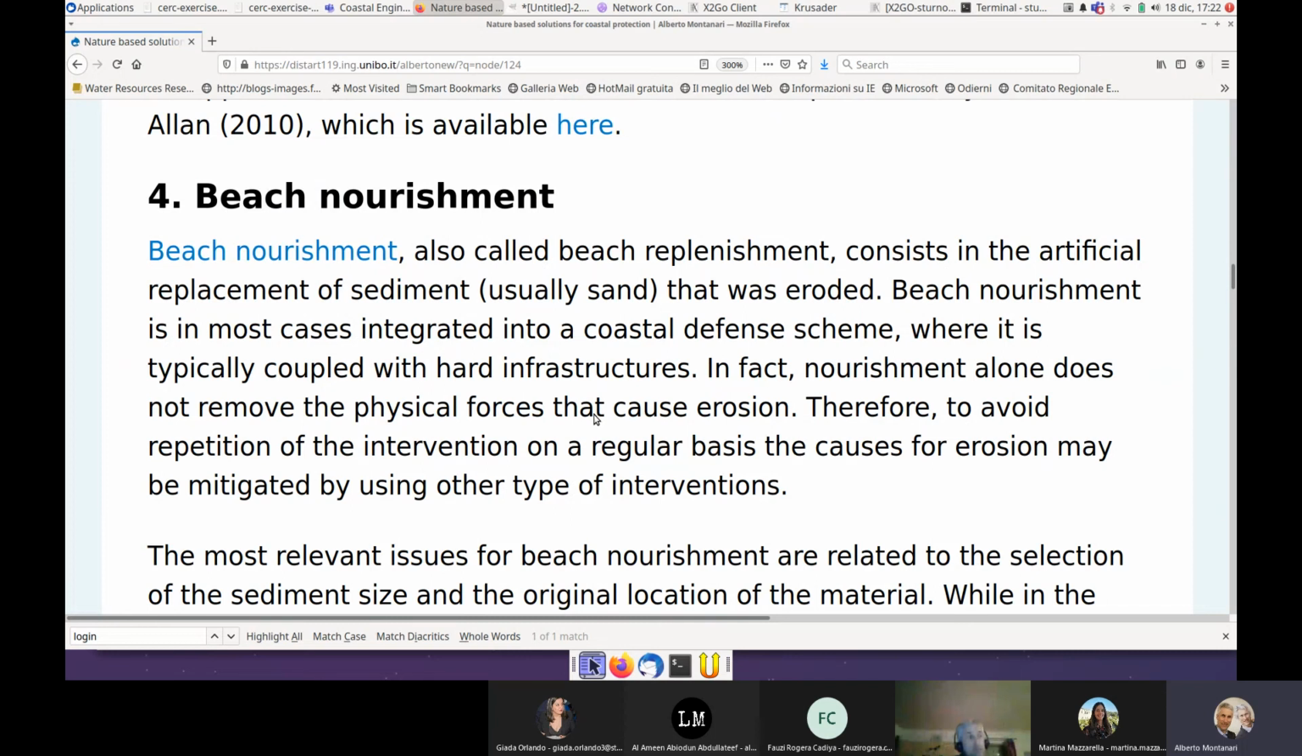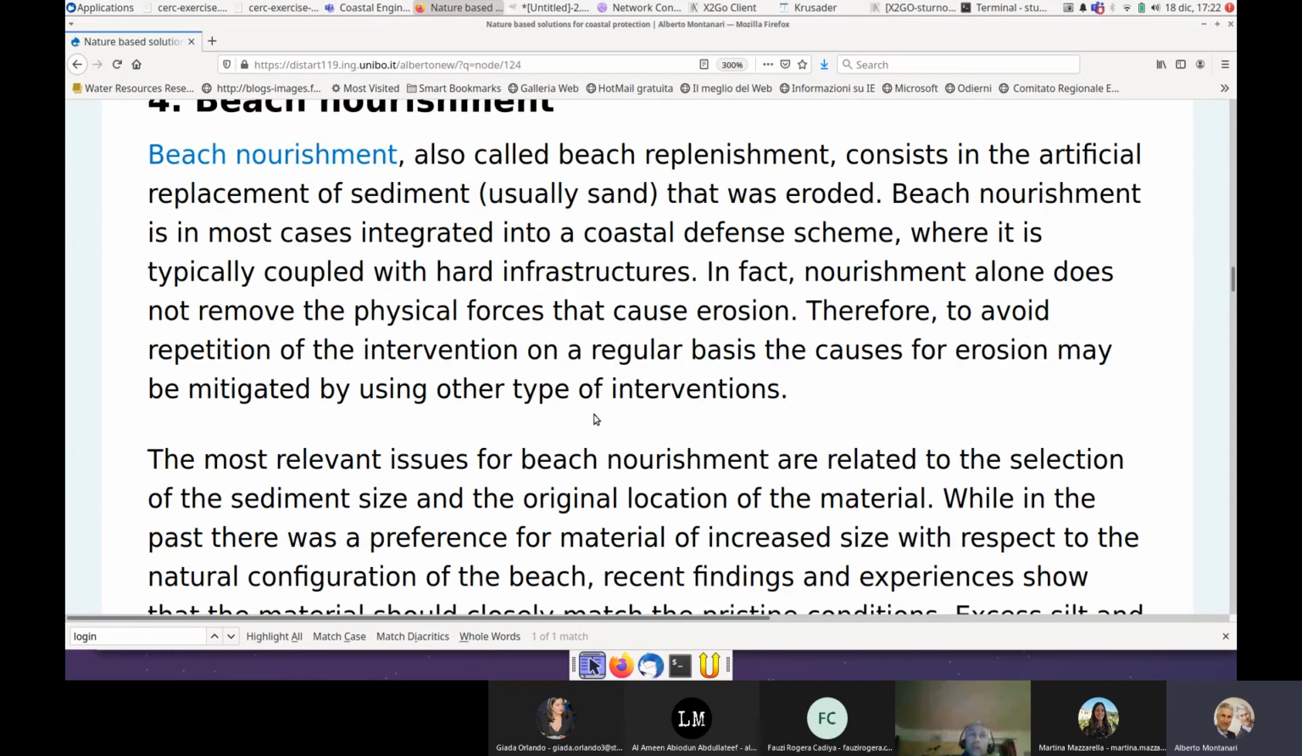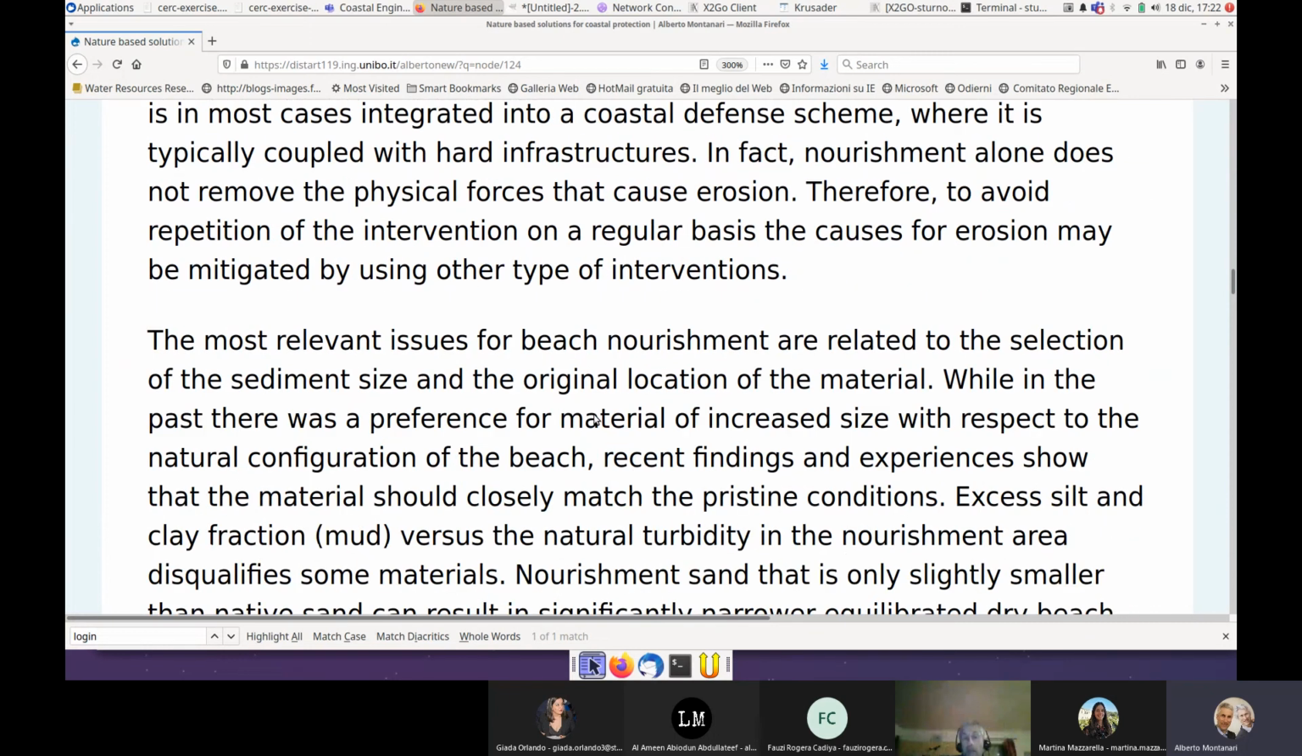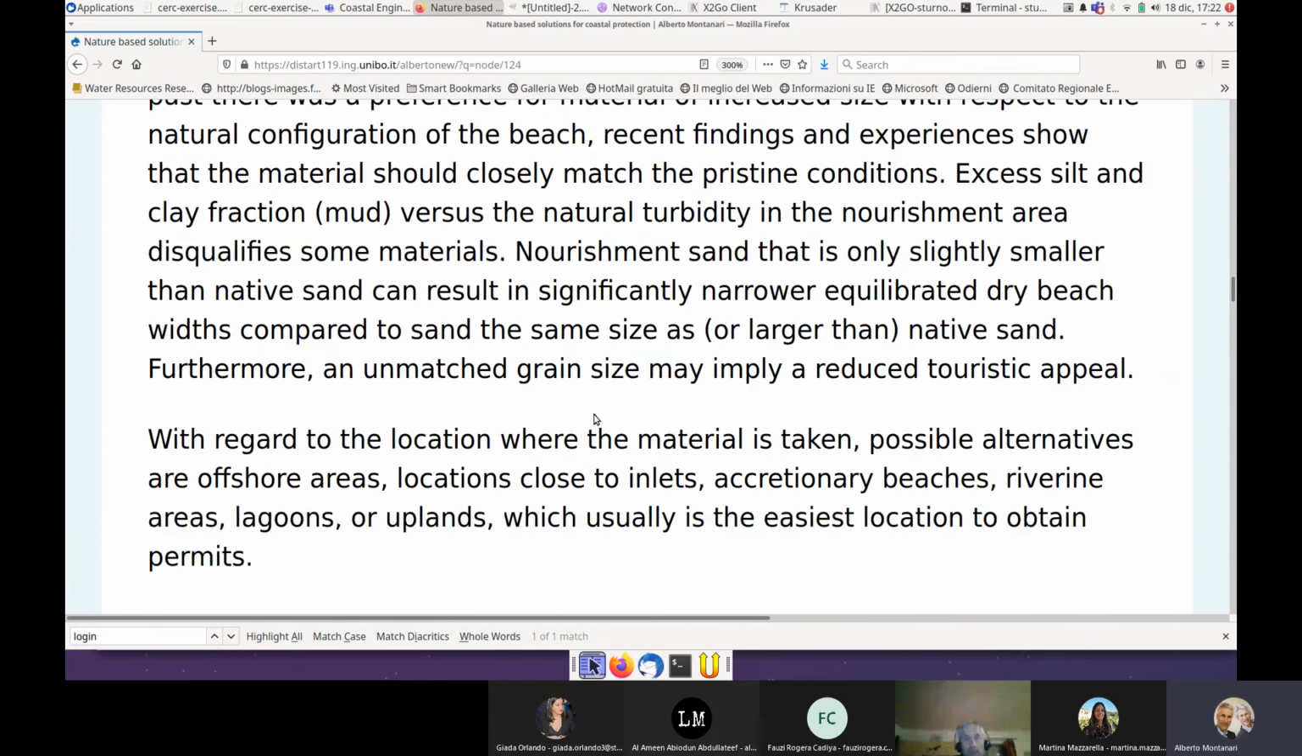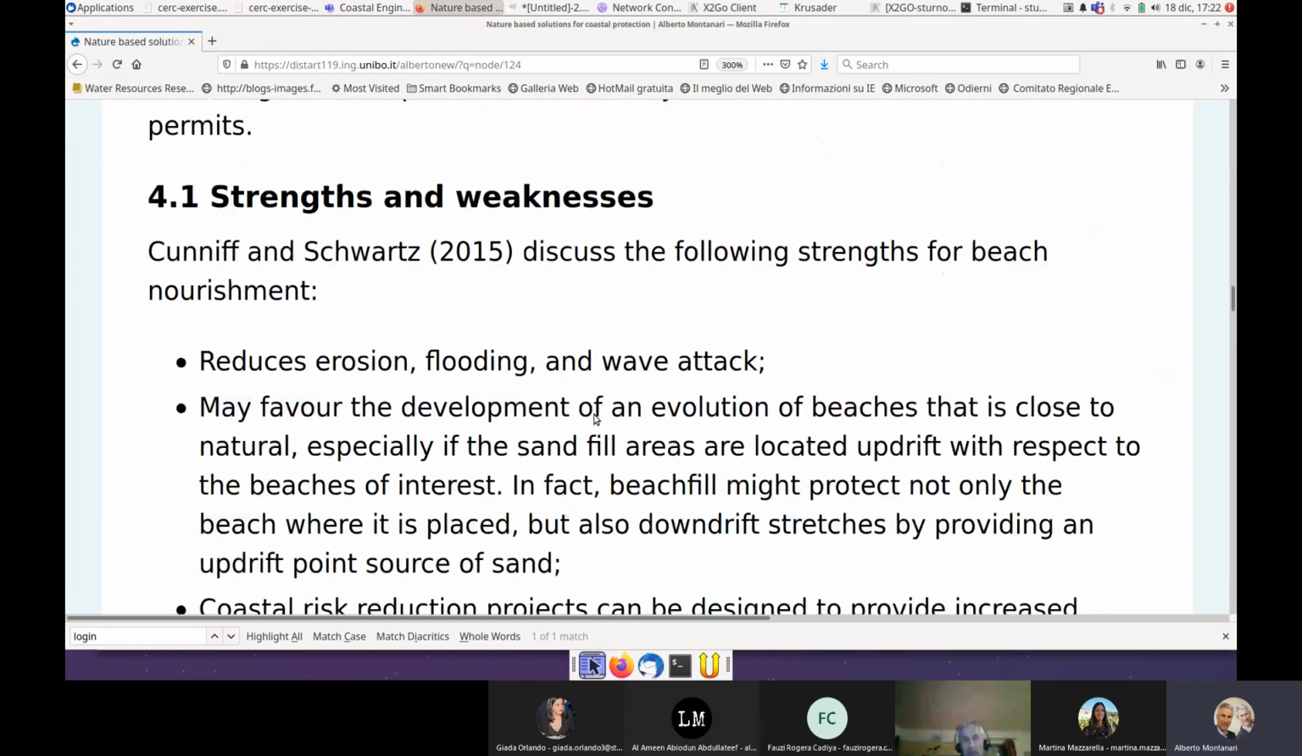For instance, it's very difficult to find sand with the same original color, because of course you cannot take the sand from the same beach. You have to take the sand elsewhere, and the color is frequently different, and therefore the nourishment in itself may look artificial. But still, it is frequently applied because it's very environmentally friendly. And again, here there is a discussion on the strengths and weaknesses.